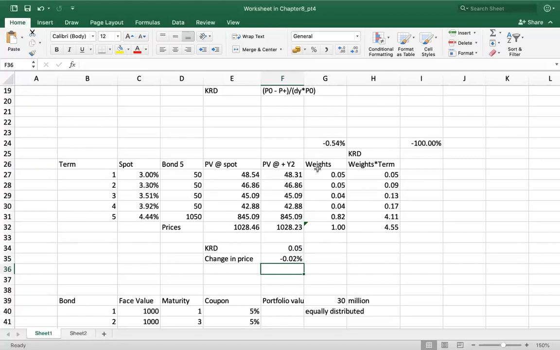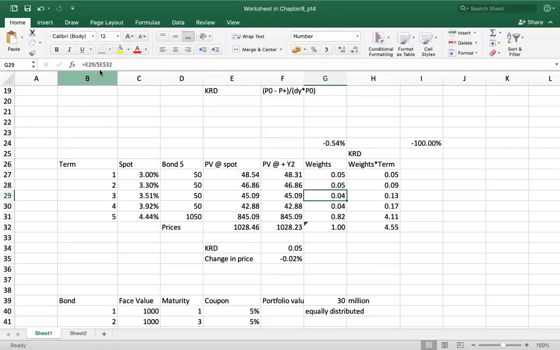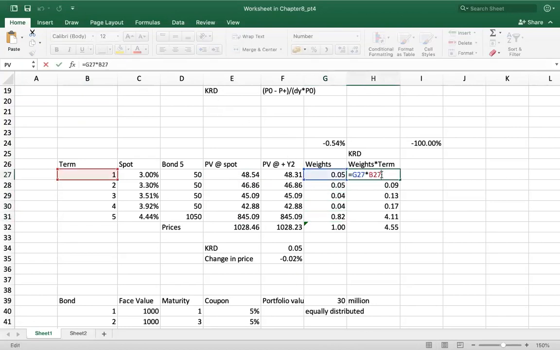using this method. So here what I am doing is calculating weights. So this is the weight. How to calculate weight? Divide each present value by the total price. So I am basically calculating weighted price. You can see the formulas here, and then multiplying each weight with the maturity. So I am just multiplying each weight with maturity.